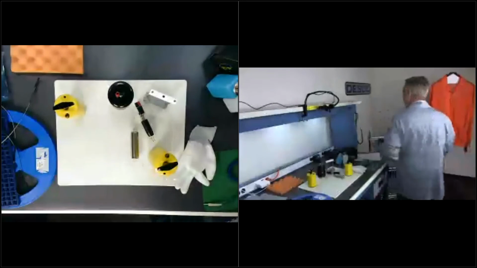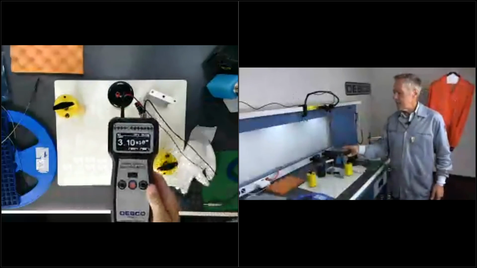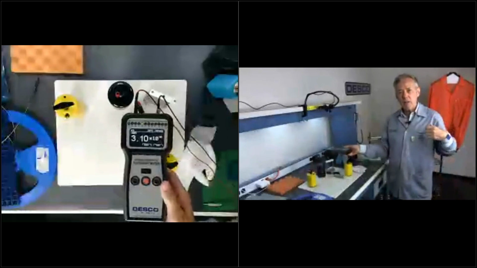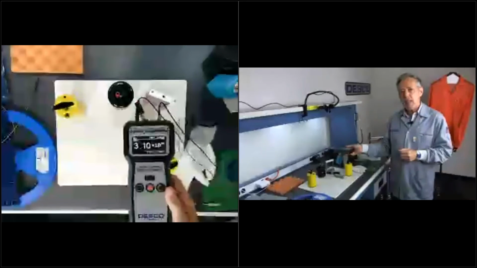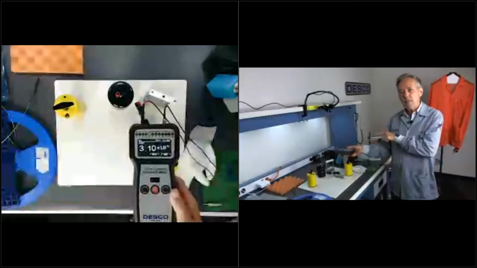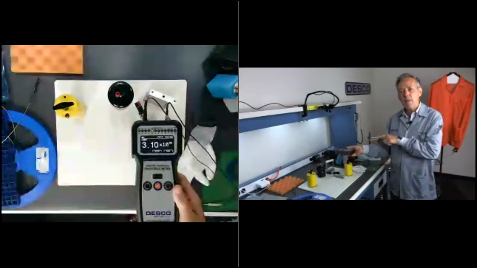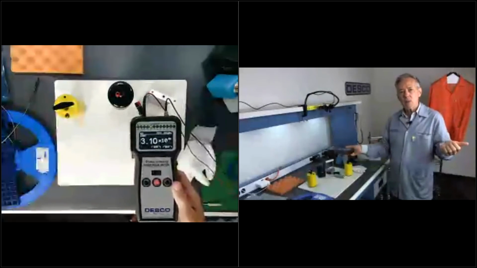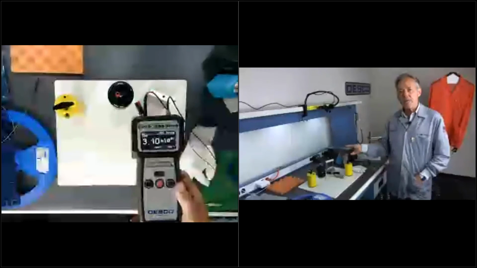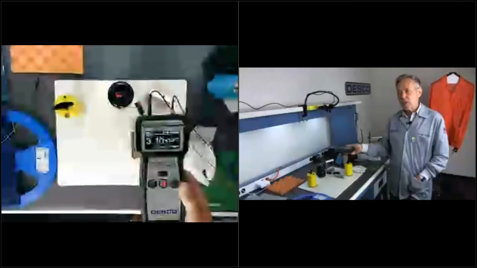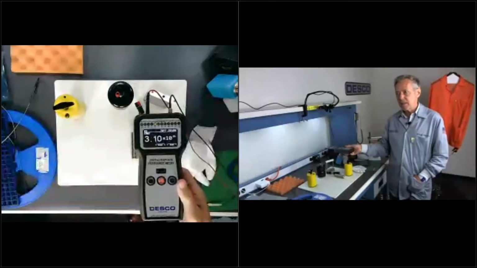So 3.10 times 10 to the 6th. That's within our spec, and it's well below that 10 to the 9th number. The good thing about this particular number is that I can safely wear this smock as a wrist strap, because that's going to keep me below the upper limit of 35 megohm that the wrist strap standard requires.